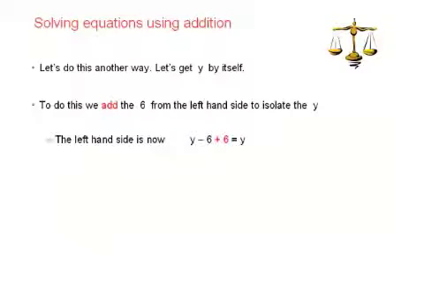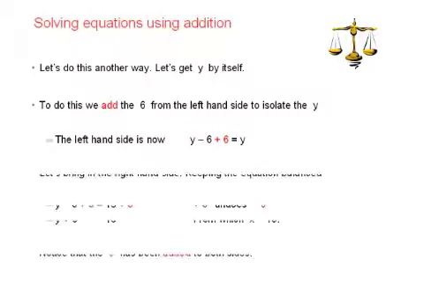But let's do this mathematically. Let's get y by itself. And to do this, we need to add the 6 from the left-hand side to isolate the y. Remember, we had to subtract the number with the previous problem. So the left-hand side is now y minus 6 plus 6, which gives us y.